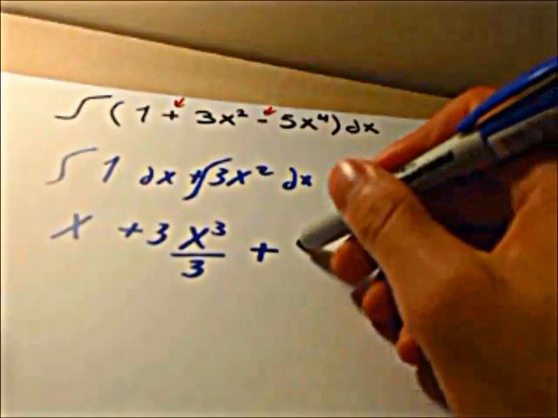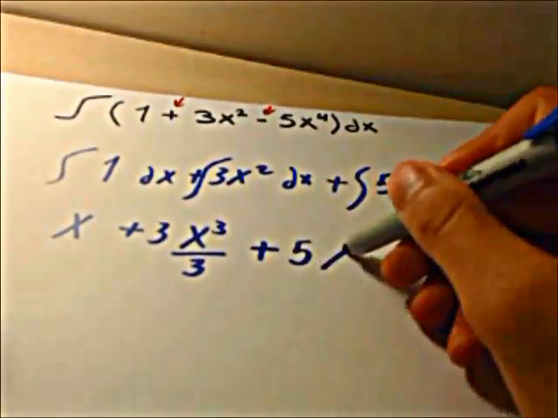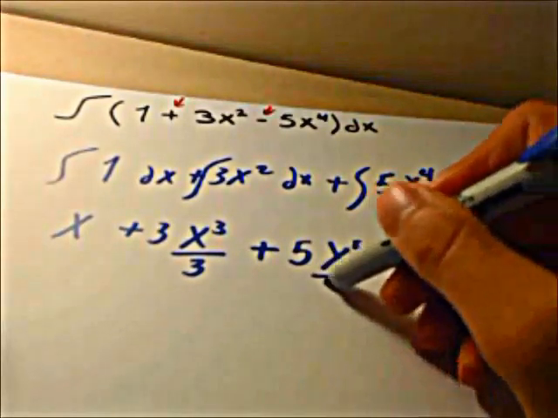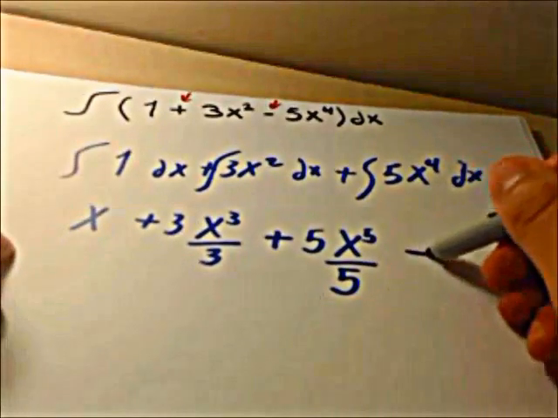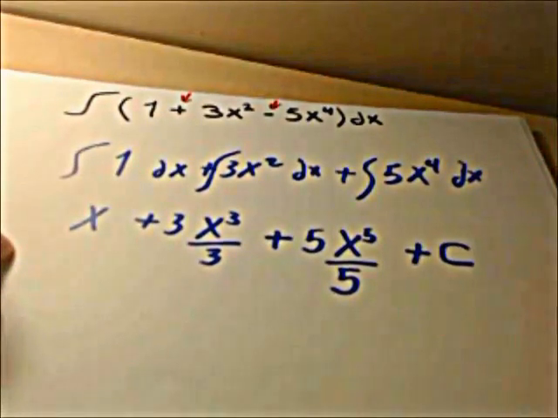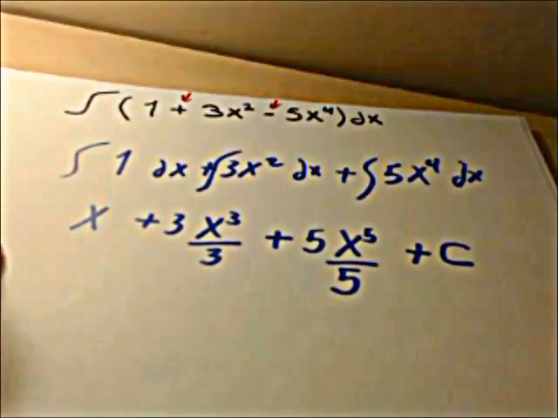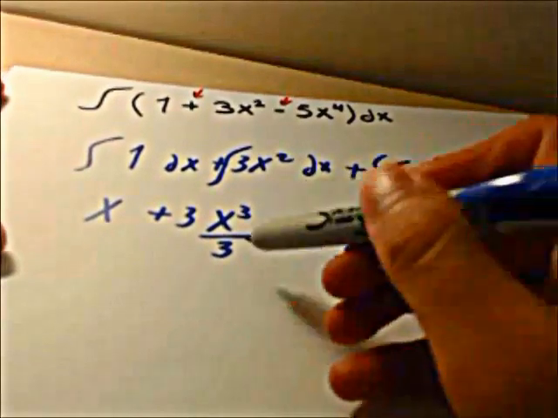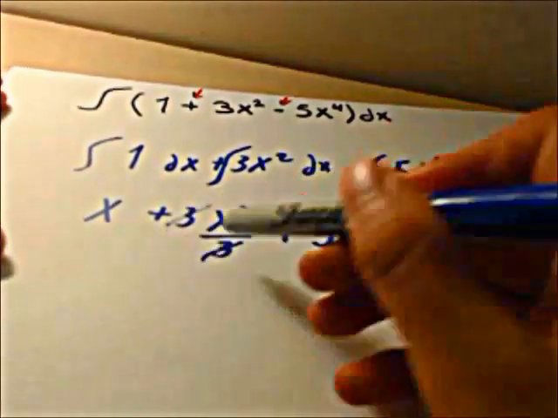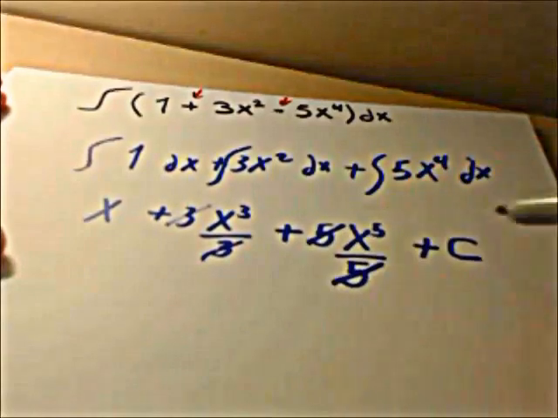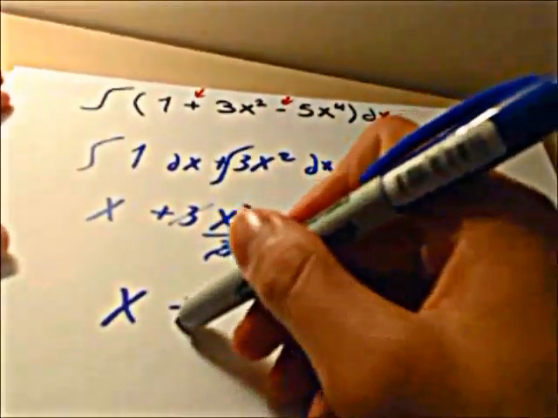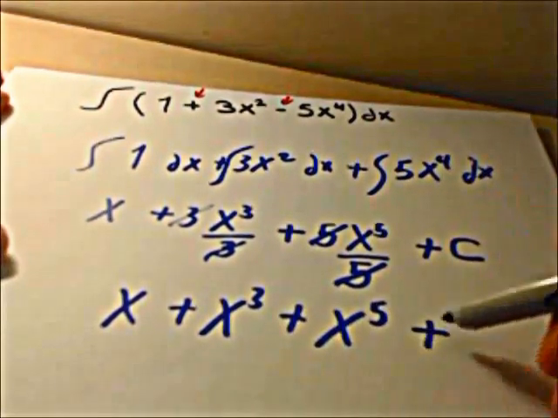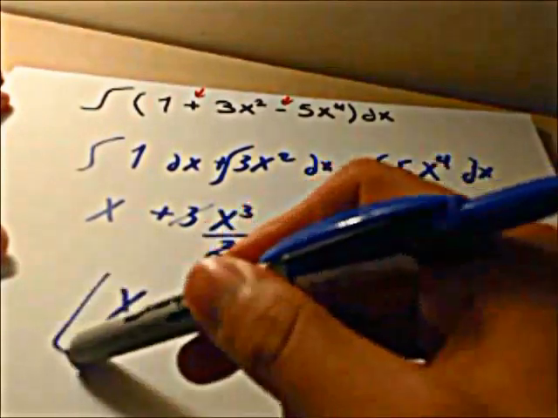5x to the power 4. Again, we leave the coefficient outside and take the integral of x to the power 4. 4 plus 1 is 5, to the power 5, and divide by the new power. And don't forget plus c, because it's an indefinite integral, so we have to add plus c. Now we simplify it. The 3 cancels the 3, and the 5 cancels the 5. So we're left with x plus x to the power 3 plus x to the power 5 plus c, and that's our integral.